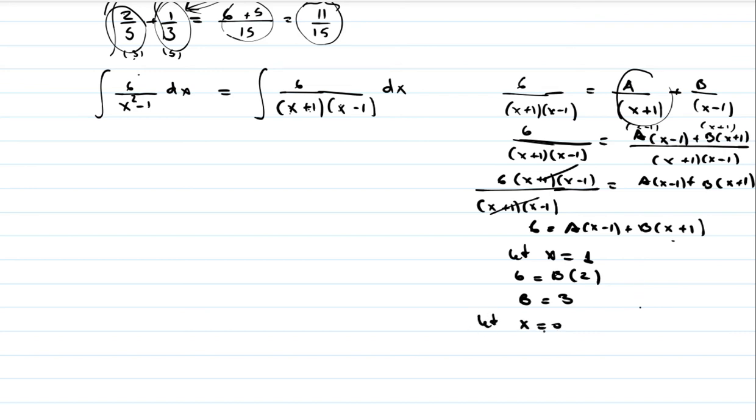So let x be equal to 0, right? We already have the value of b here. So we're going to have here 6 is equal to a into 0 minus 1. So this is going to give us minus 1.